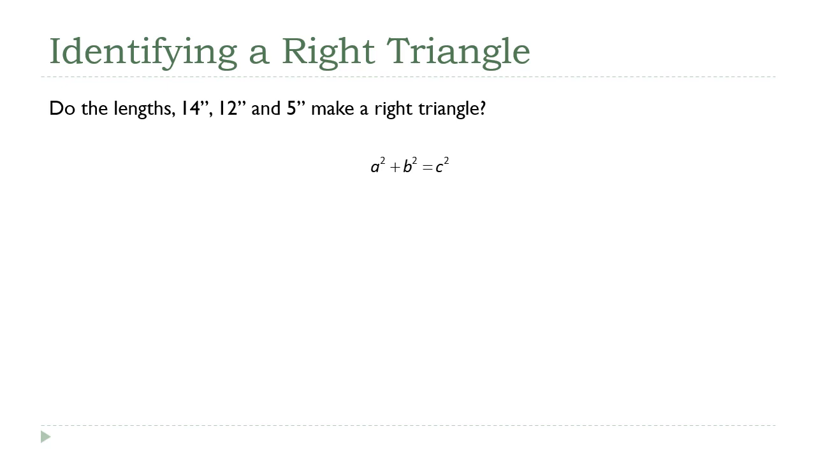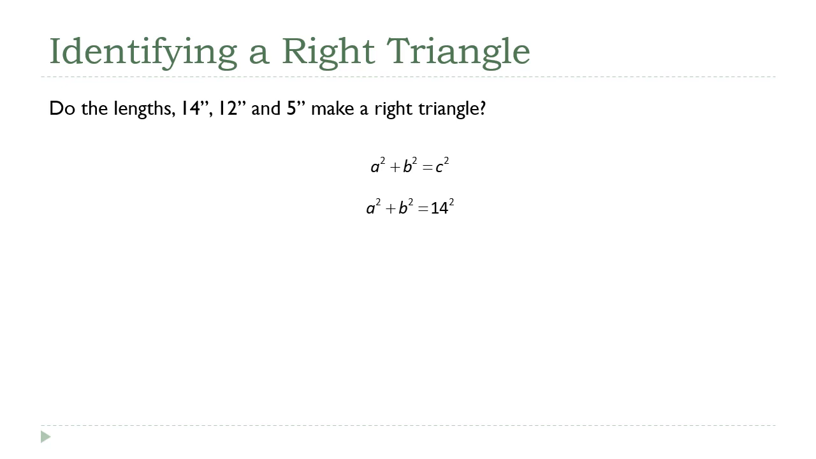All right, first thing you have to remember about a right triangle is the hypotenuse is always the longest side. So if these three lengths are going to be a right triangle, that 14-inch value has to be the hypotenuse, and the hypotenuse is the C in the formula. So I get that one for free. I don't have to worry about the other two possible C values.